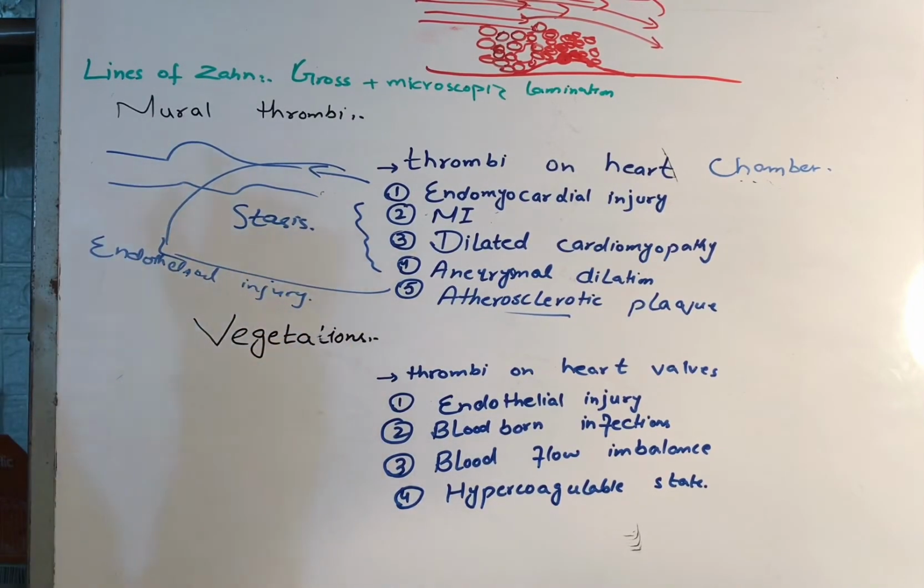Third thing is blood flow imbalance. We know our normal blood flow is laminar, and whenever there is some turbulence or some stasis, there is blood flow imbalance.